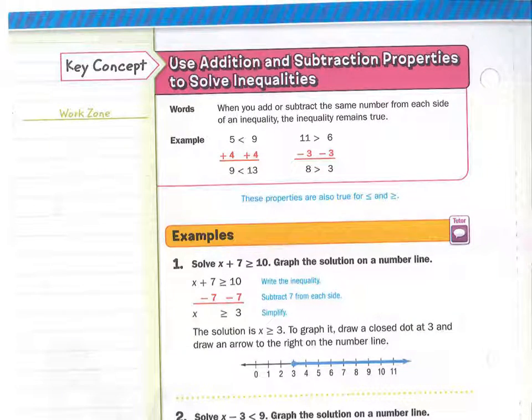When you solve inequality, you use the same properties that you used when you solved equations. So when you add or subtract the same number from each side of an inequality, the inequality remains true. So for example, 5 is less than 9. If we add 4 to both sides, 9 is less than 13. That's true. If we say 11 is greater than 6, and we subtract 3 from both sides, you'll be left with 8 is greater than 3. That's still true. Okay, the properties are also true for less than or equal to and greater than or equal to.